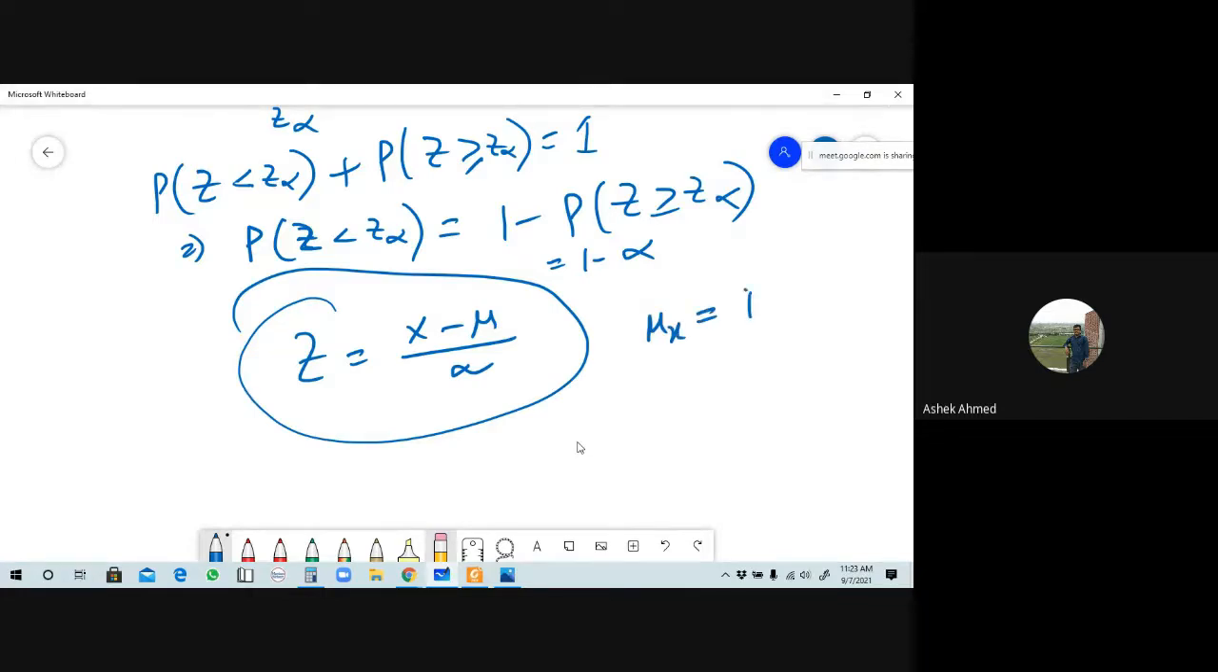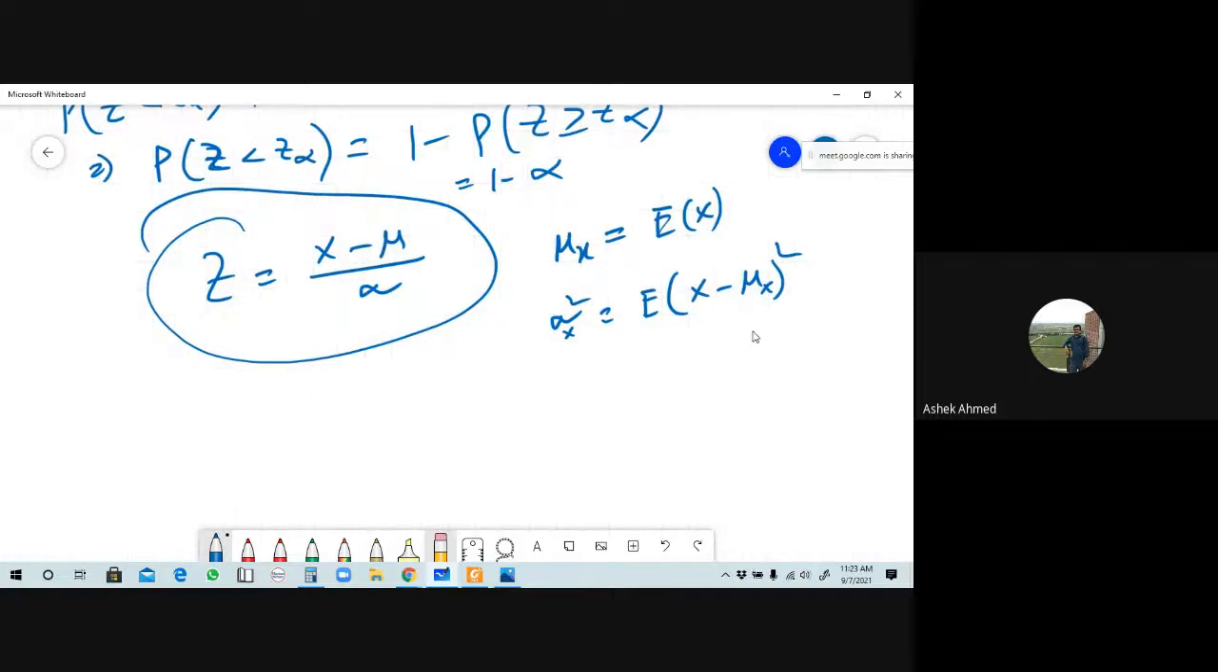This represents expectation of x here. Okay, and what do you mean by this? Sigma suffix x square represents expectation of x minus mu suffix x whole square. Okay, so what do we know? The random variable x has mean mu suffix x, and the variance of x is sigma suffix x square, which is the expectation of x minus mu suffix x whole square.